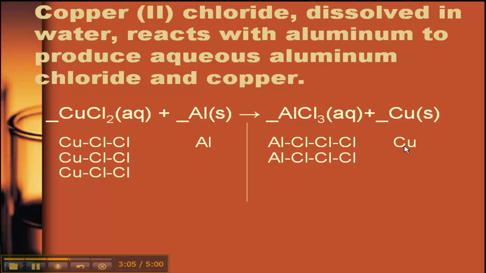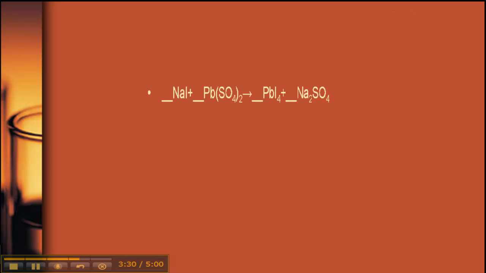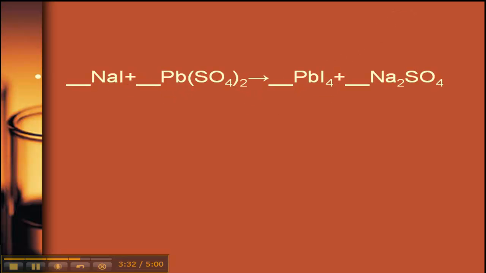We have 3 coppers here, so that means we have to have 3 coppers on the product side. We have 2 aluminums on the product side, so we need 2 aluminums on the reactant side. So now everybody is balanced, so my coefficients are going to be 3, 2, 2, 3. Okay, so we would write it like that. Now let's just look at some equations to balance. Okay, so let's practice this.